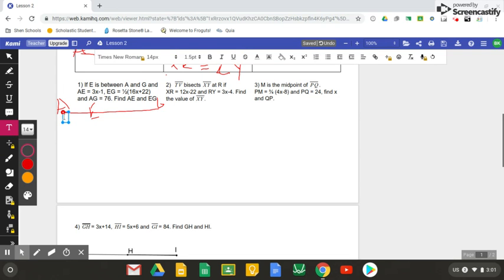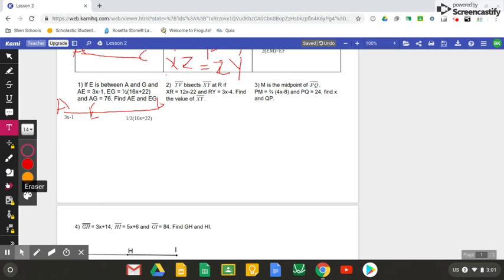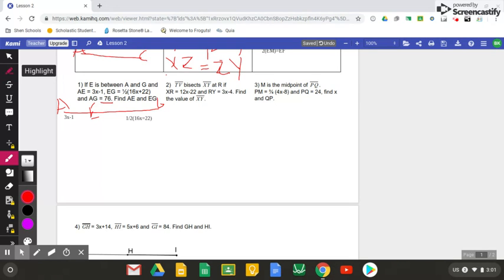I know that AE, so this length, is 3x minus 1. EG is 1/2 times 16x plus 22. And then I also know the whole thing, so I'll just underline it: my whole thing is 76. So what I notice here is I have AE, that's a part. EG is a part. If I add my two parts together, it's going to equal the whole. And what's the whole? Oh, that's 76.